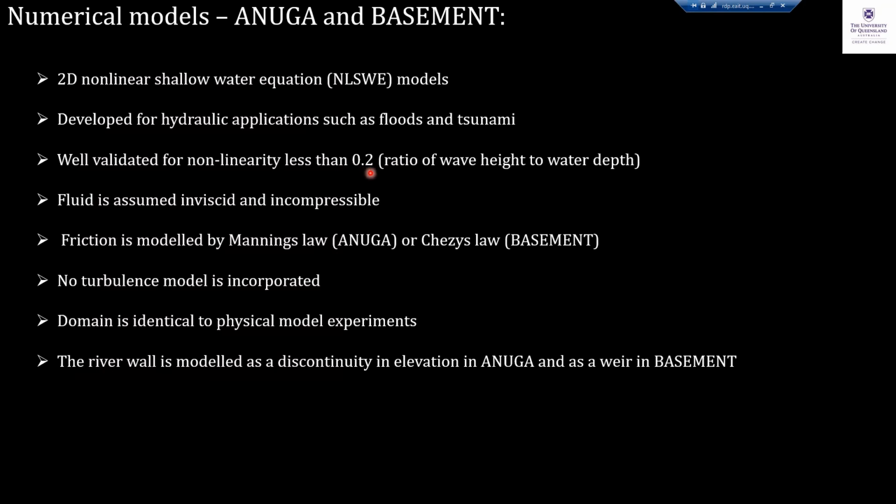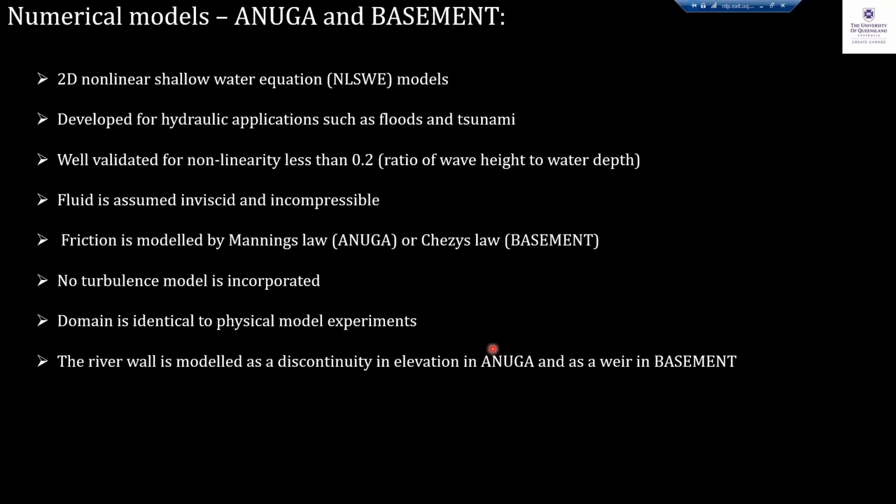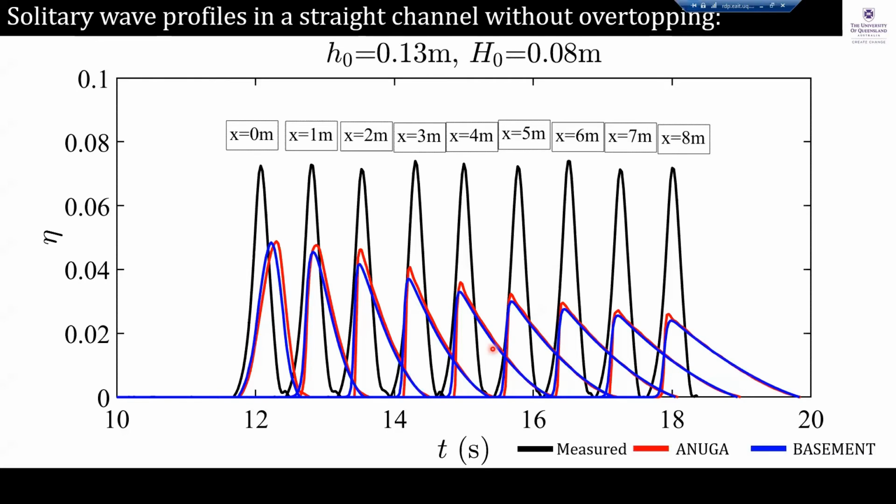Whereas in my experiments, the ratio was more than 0.2, because in rivers, it's not always less than 0.2, but it can be more than 1 as well, as opposed to on beach where the ratio might be smaller. So in both Anuga and basement, the domain configuration is similar to the experiments where we have the wall and then dividing compartments. So these are some results from both experiments and modeling.